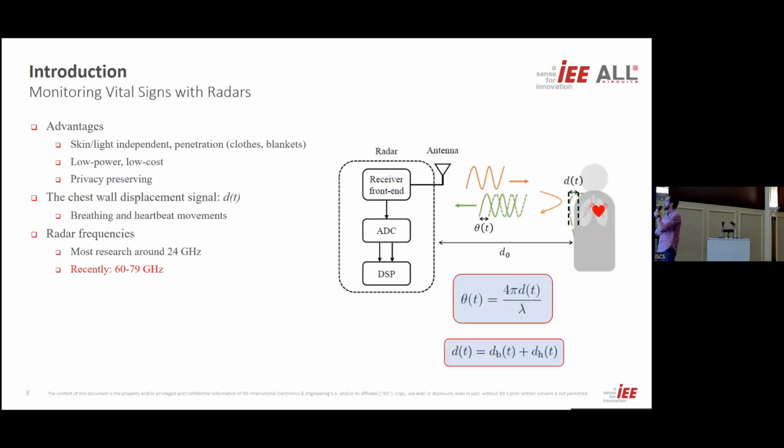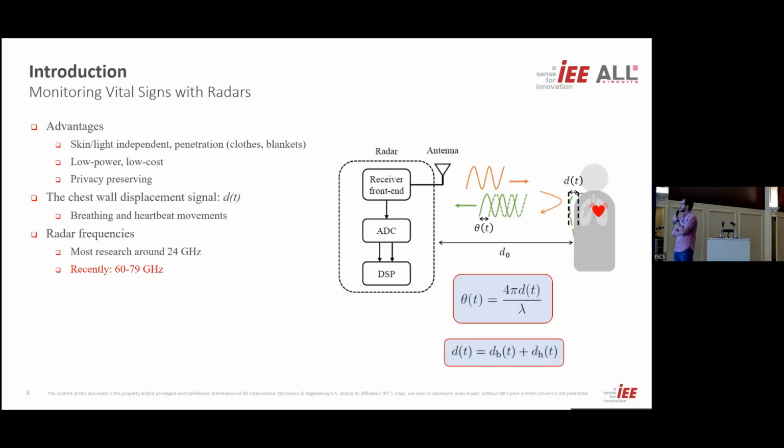Okay, and why use radars? There are clear advantages of using radars for monitoring vital signs. They are skin light independent. They can penetrate blankets, for instance. They can be low power, low cost. Privacy preserving is very important.